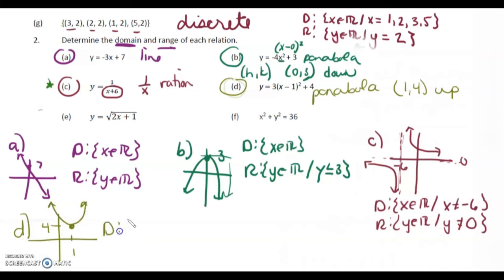Okay, domain, we don't even have to think. For a parabola it's x an element of the real numbers. For range, we have to say y is an element of the real number system such that we look at this k value, so it's 4. We're going to compare it to 4, and it opens up. So y is greater than or equal to 4.